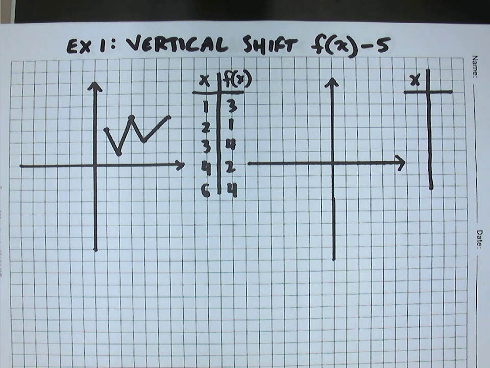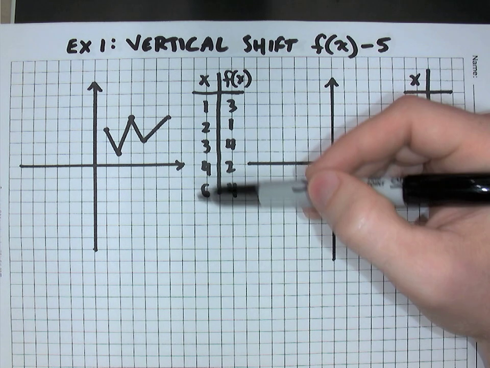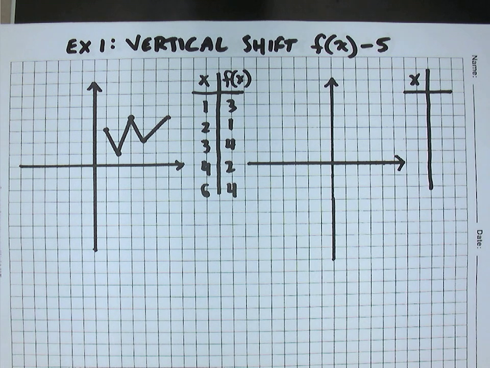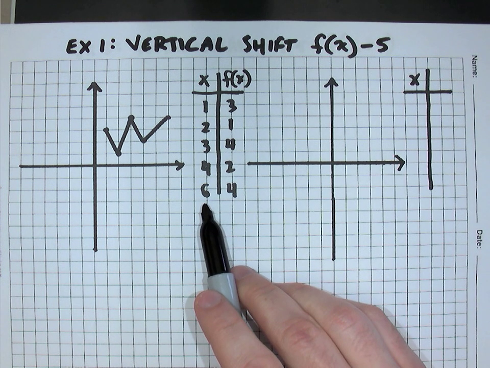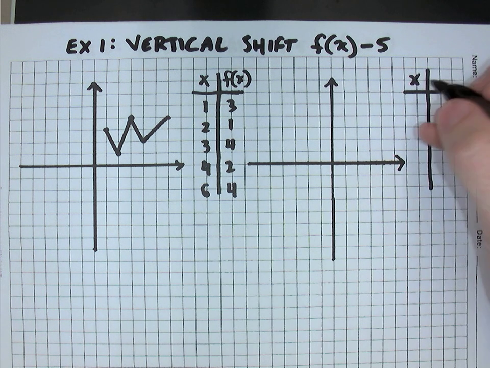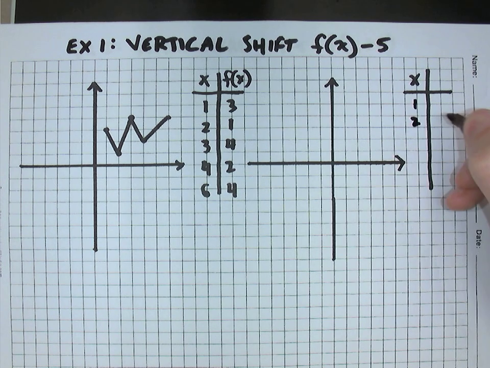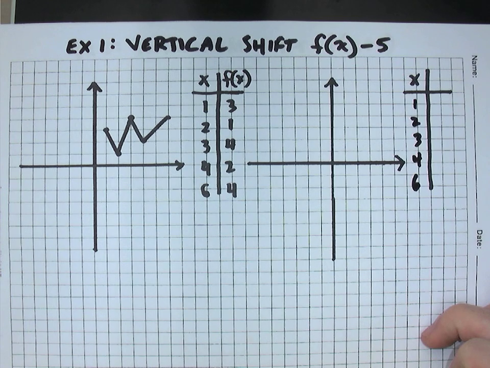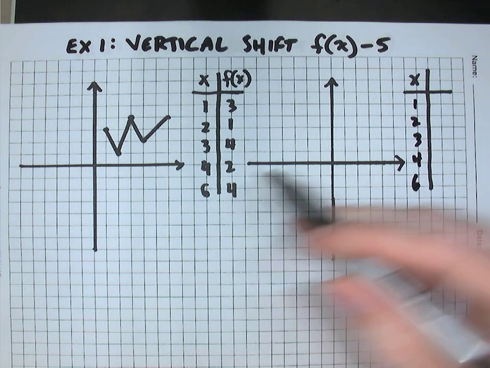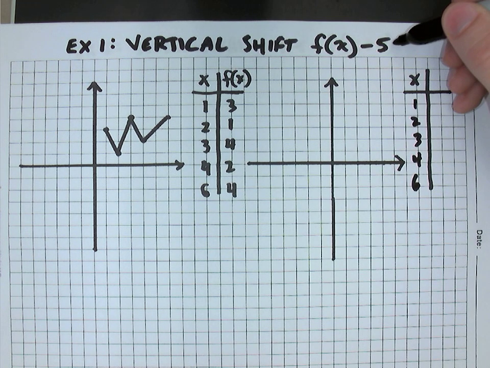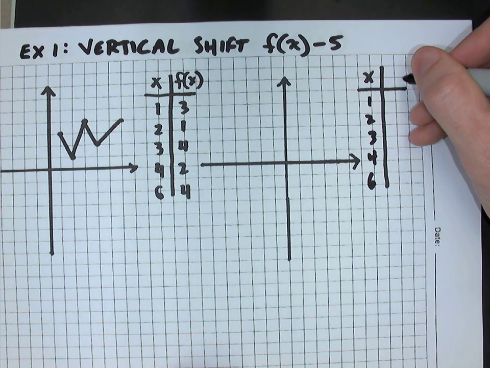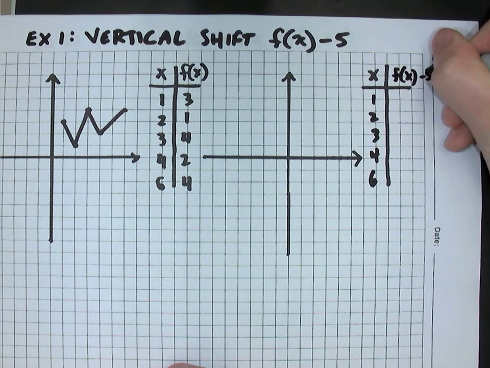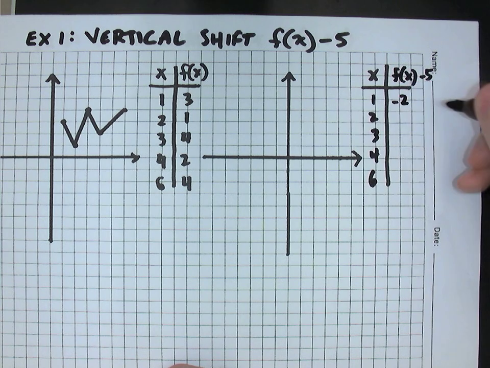So what's this going to look like? Well, our initial table of values has these ordered pairs right here, and as we said, the vertical shift is not going to affect the x values at all, so they'll stay exactly the same: 1, 2, 3, 4, and 6. And what's going to happen to my y values as a direct consequence of subtracting 5 on the outside is those y values will decrease by 5. So I'll write f of x minus 5 here, and I'll take away 5 from each of the y values.